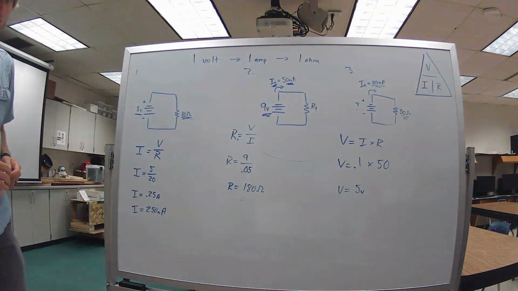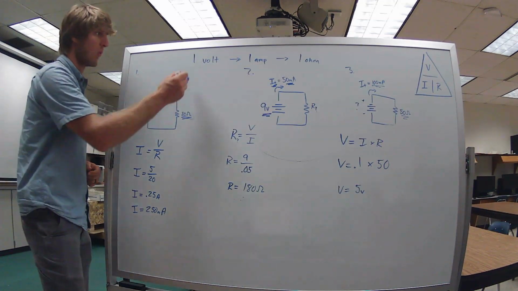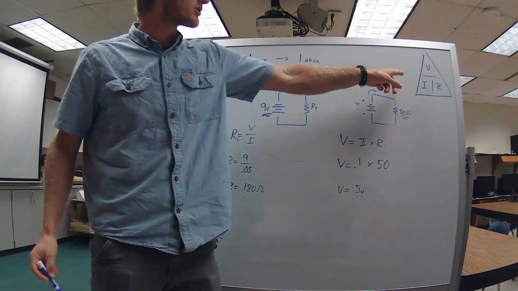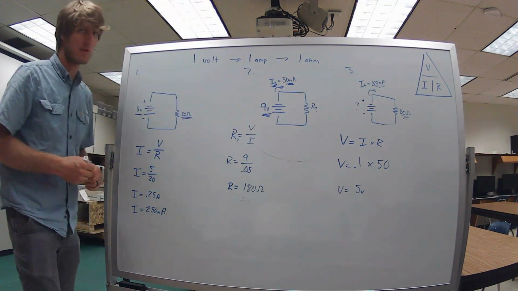So, just 3 different ways we can do some basic Ohm's Law equations. Remember, 1 volt will push 1 amp through 1 ohm, and then just remember your Ohm's Law triangle, and that should work for solving really any basic scenario where you know these things.